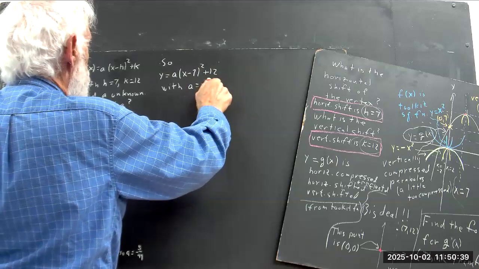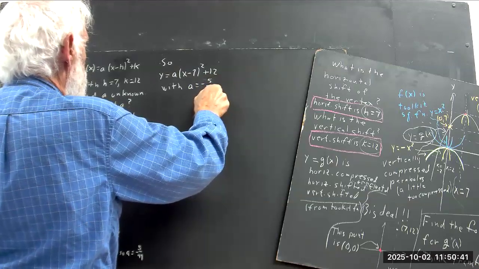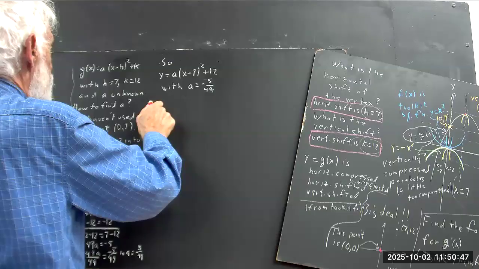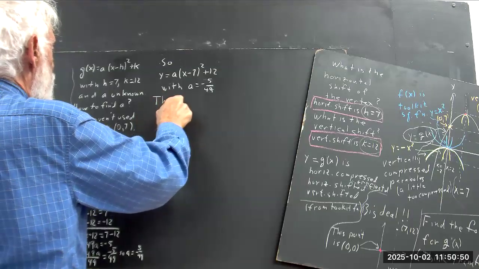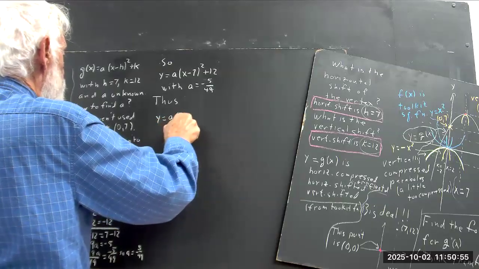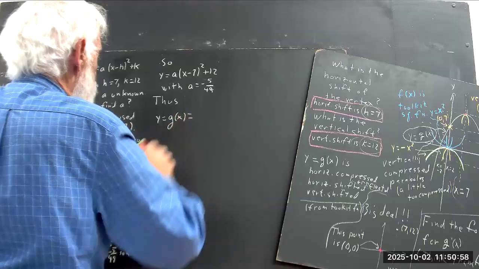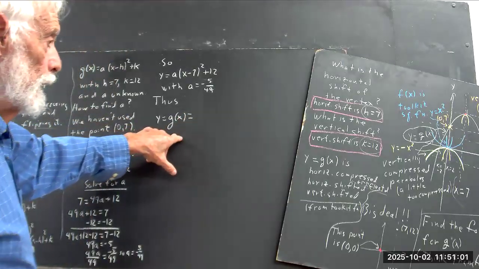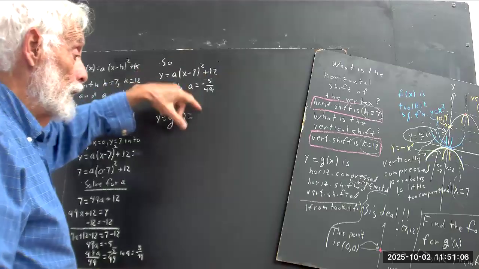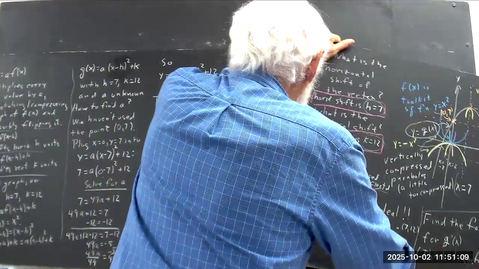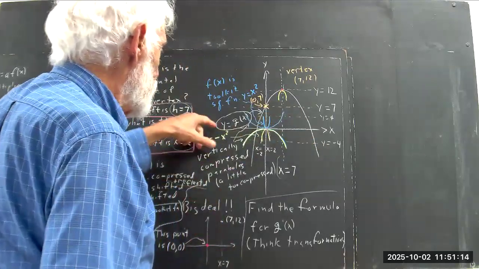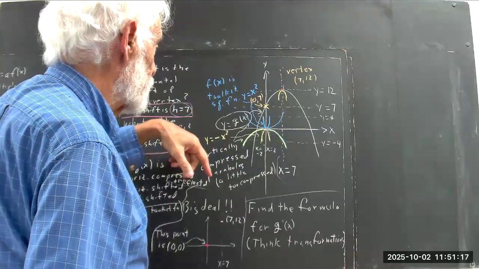Negative 5/49, negative 49 over 5. Thus, y equals g of x, because where did we get the 7, negative 7, the 12, and now the negative 49, 5/49? We got that by using the information on this graph with the goal of getting the equation for the graph of g of x.